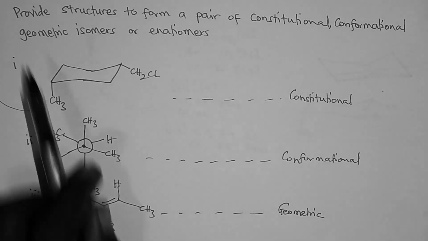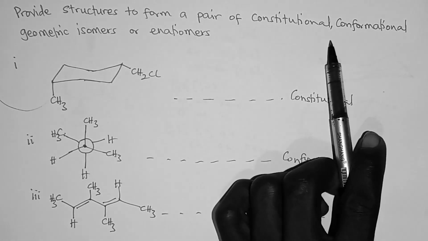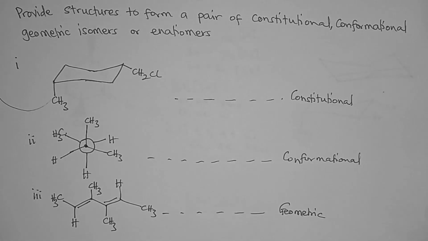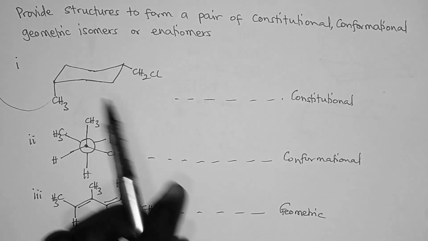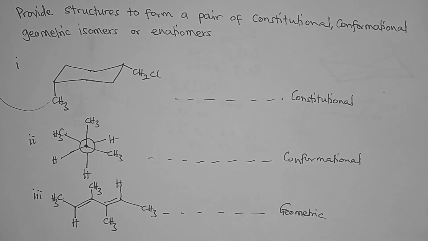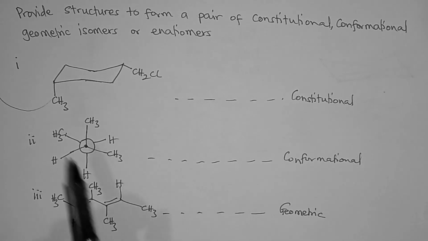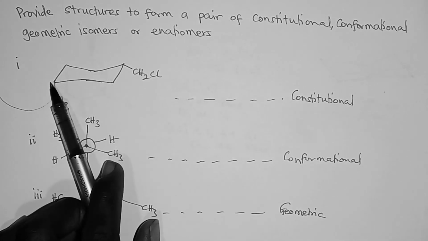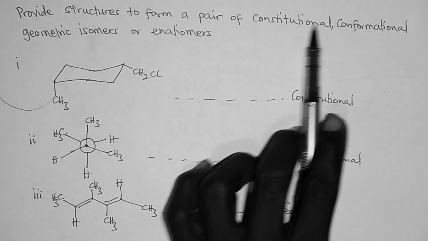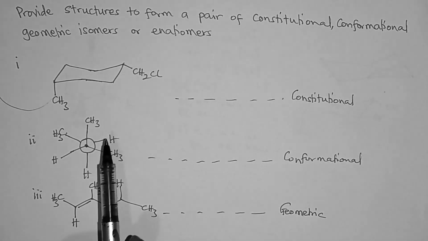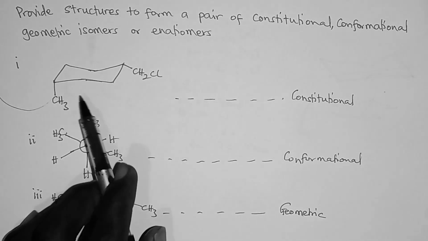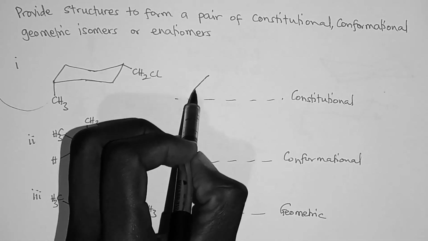So with this, it says to provide structures to form a pair of constitutional, conformational, geometric isomers or enantiomers. So with this chair conformer, he's looking for the constitutional isomer. So you can see that this is what? A 1,3. Sorry, a 1,4. So for constitutional, they only differ in their position of attachment. So for the constitutional, we can draw a 1,3 constitution of this. So we can do this.